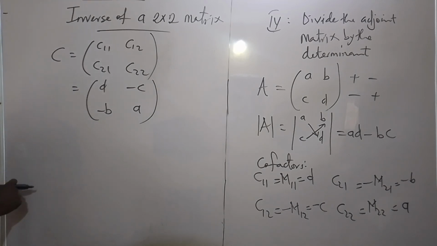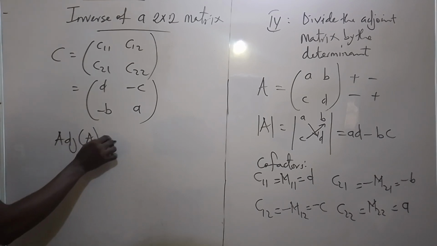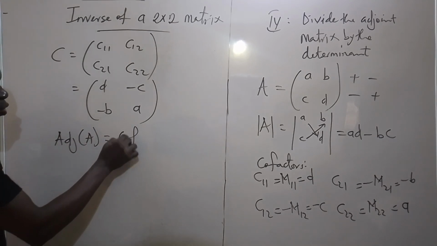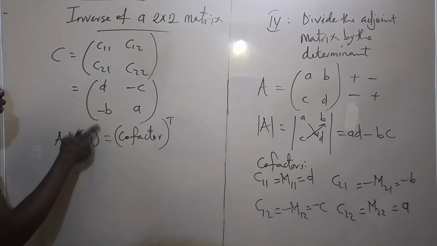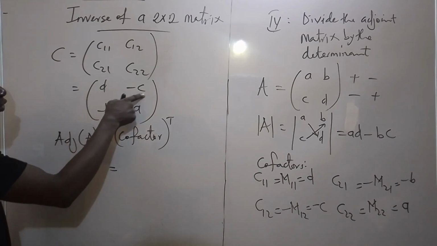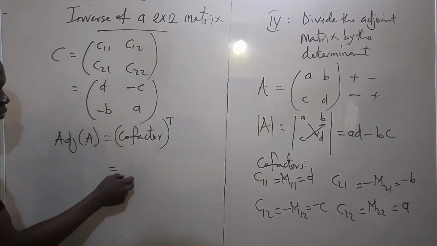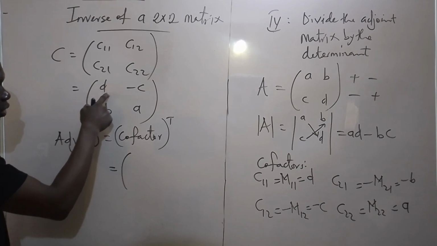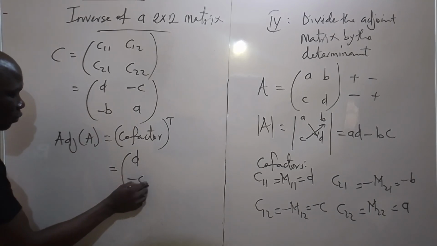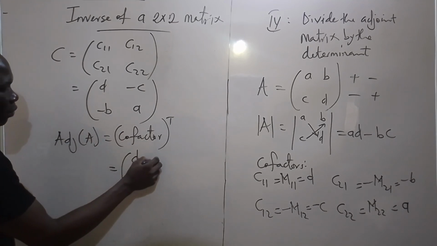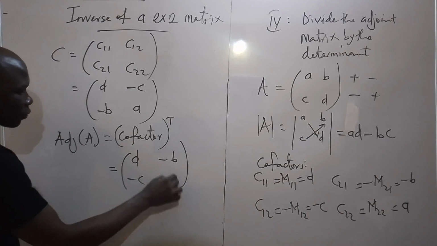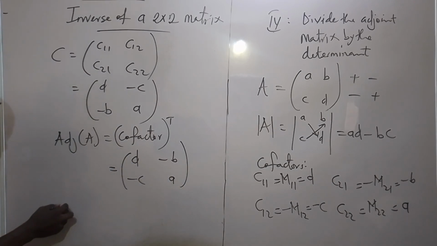Once we have the matrix of the cofactors, the next thing is to find the adjoint matrix. The adjoint matrix of matrix A is the cofactor transpose. We transpose the cofactor. So if we transpose this, it means first row becomes first column, second row becomes second column. So first row, D minus C becomes first column, D minus C. Second row minus B A becomes minus B A. All right.